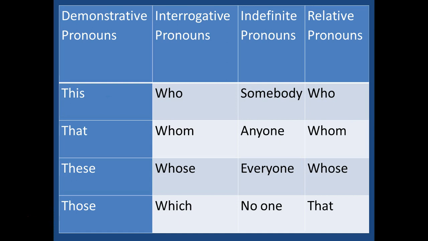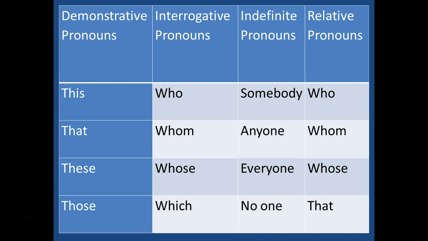Next is our demonstrative pronouns. Demonstrative pronouns point out the person or object they refer to. This, that, these, and those are demonstrative pronouns. This and that are singular demonstrative pronouns. These and those are plural demonstrative pronouns. This and these refer to persons or things nearer the speaker, and that and those refer to persons or things at a distance from the speaker.